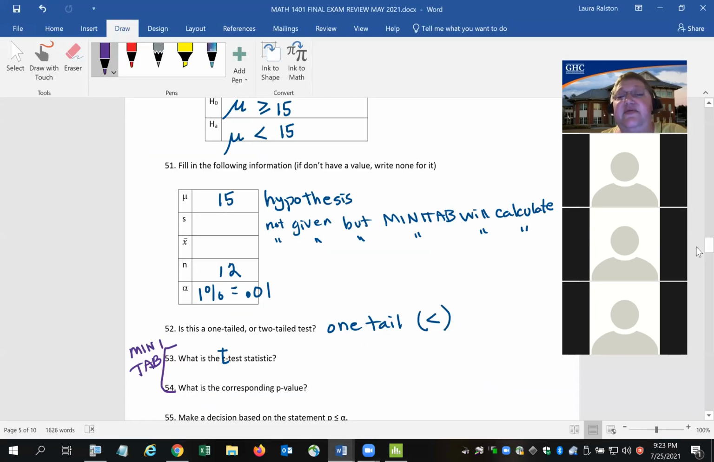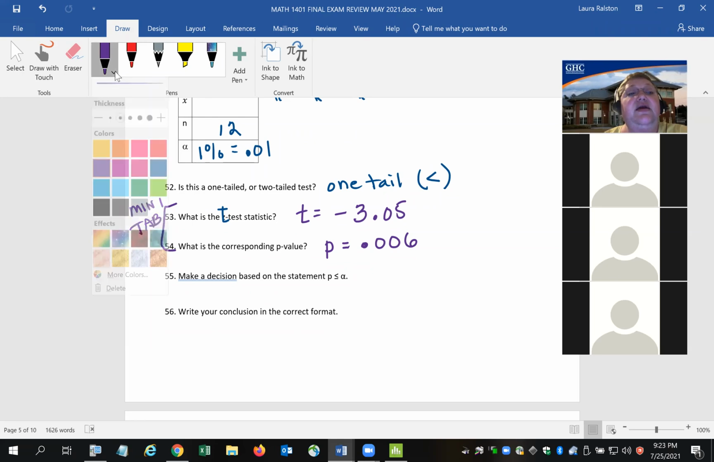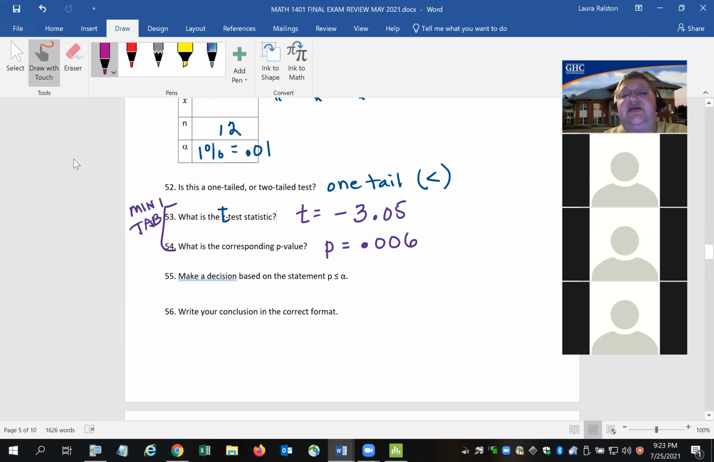All right, so I'm going to write it down. My T test statistic that comes from Minitab, the T is negative 3.05. P is 0.006. Comes from Minitab. Then we have to make a decision. To make the decision, P compared to alpha. P is 0.006. Alpha is 0.01.